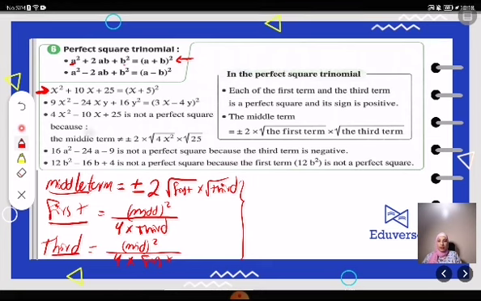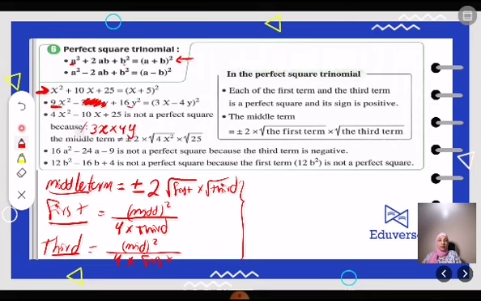Like here, for example, let's say this term is missing, 24xy. To get it, I will get the square root of the first, which is 3x, and the square root of the third, which is 4y, and multiply all this by 2. 2 times 3 times 4: 3 times 4 is 12, multiplied by 2 is 24xy. That's it. And it should be positive or negative.